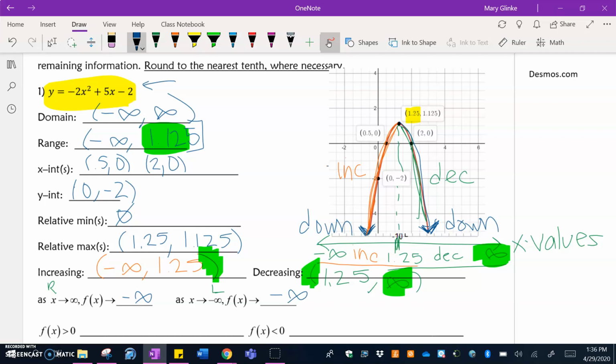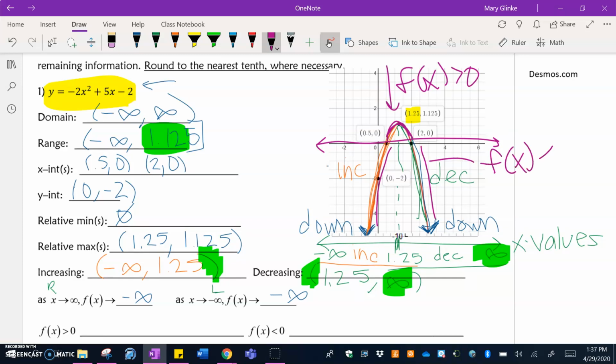The last two are asking where is our graph above and below the x-axis. So if I were to take my x-axis here, there are going to be two different parts. One part here, this is f of x is greater than 0. And then these two parts here and here, those are going to be f of x is less than 0. So f of x is greater than 0. Those are going to be dependent on the x values of my x-intercept.